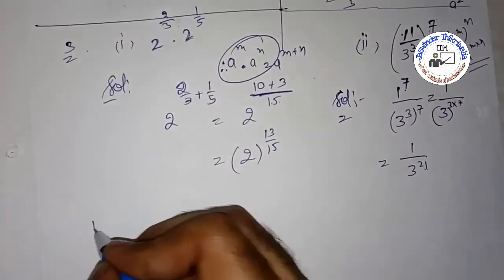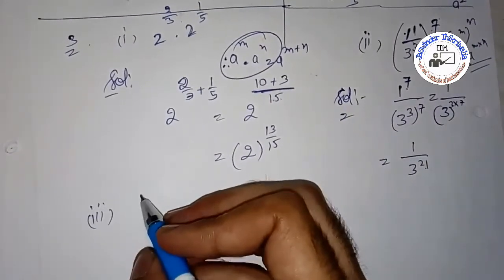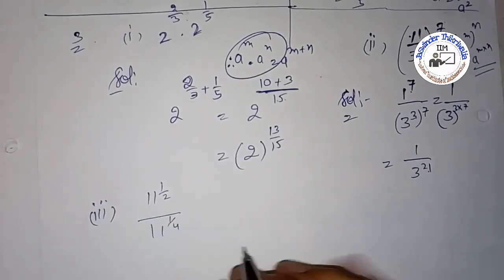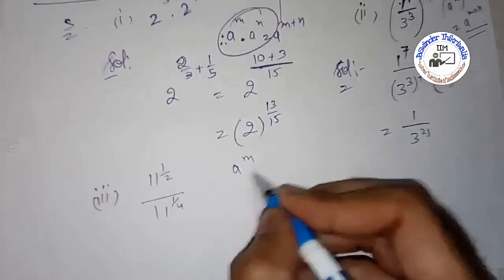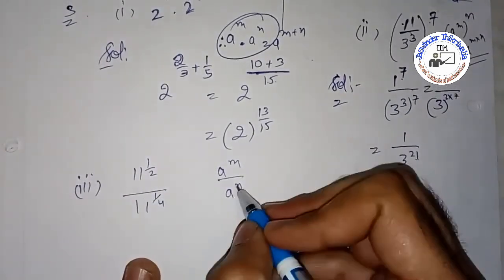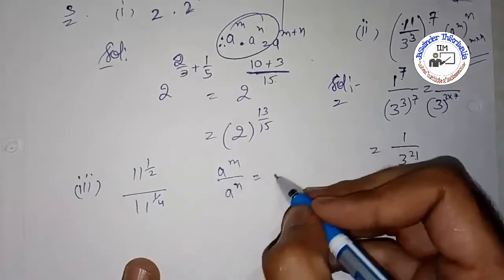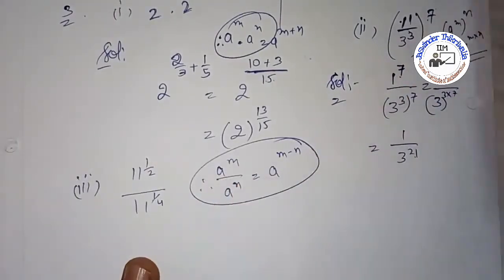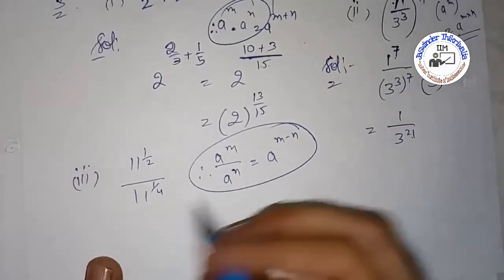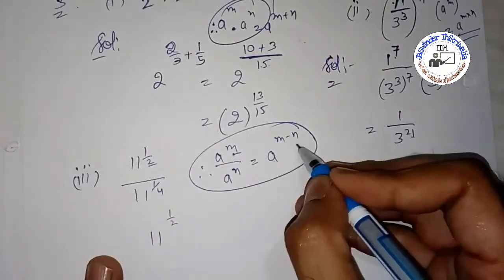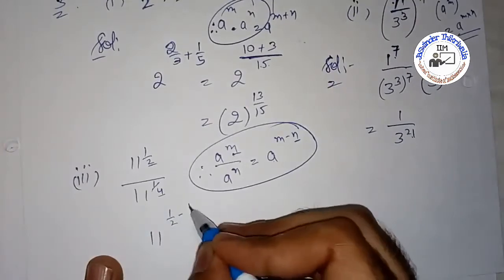Okay, now the third part, quite simple. 11 to the power 1 by 2 and 11 to the power 1 by 4. This is a to the power m upon a to the power n. So we will take a to the power m minus n, because the base is the same, the powers are different and they are in division. So on the place of a we get 11, on the place of m there is half, on the place of n there is 1 by 4, minus 1 by 4.